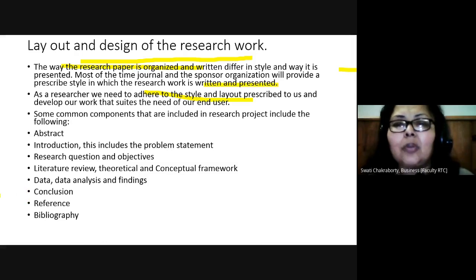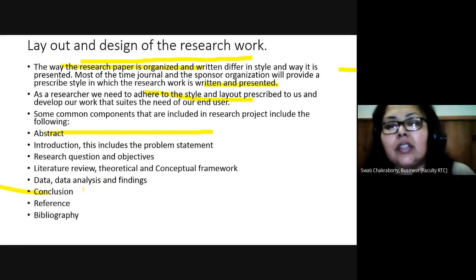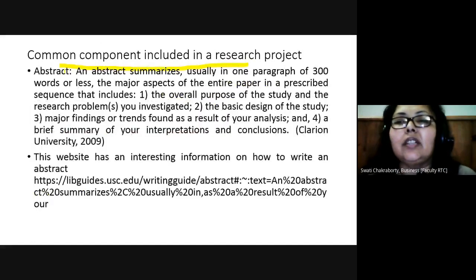But some of the common things which will always be there in any research work, you will be including. That is abstract, introduction, research questions and objectives, literature review, theoretical and conceptual framework, data analysis and findings, conclusion, reference, and bibliography. The abstract is a summary of your entire work, usually done in 300 words or less, maximum around 300, that's the rough thing.